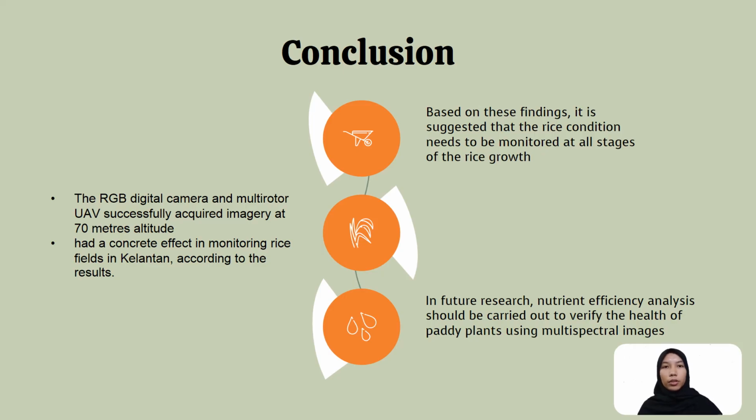In conclusion, based on this finding, it is suggested that the rice condition needs to be monitored at all stages of rice growth, and the RGB digital camera and multi-rotor UAV successfully acquired imagery at 70 meters altitude and had a concrete effect in monitoring rice fields in Kelantan based on this study.